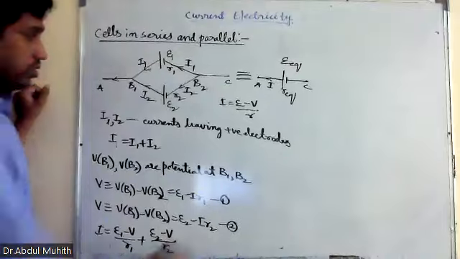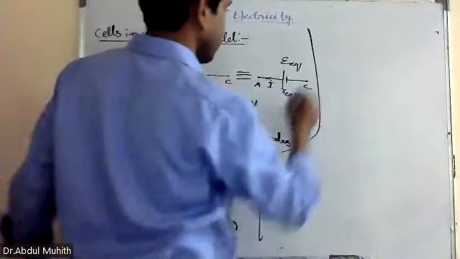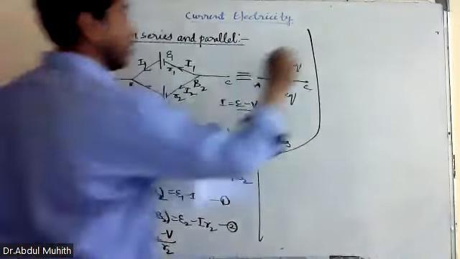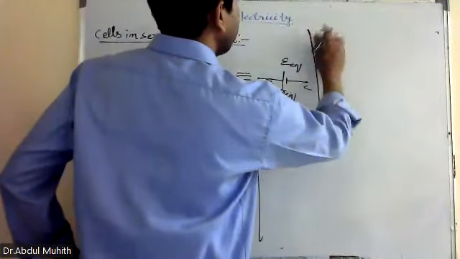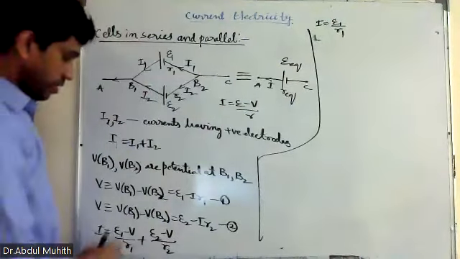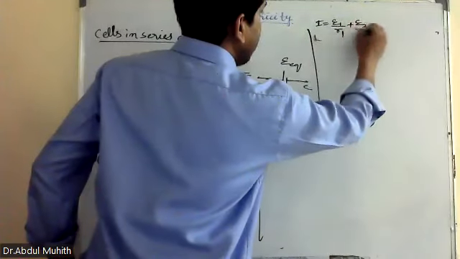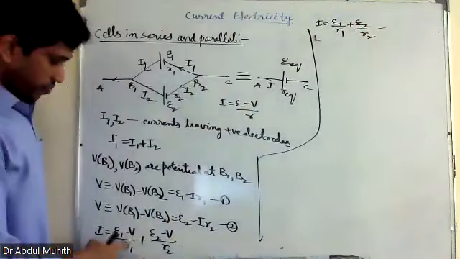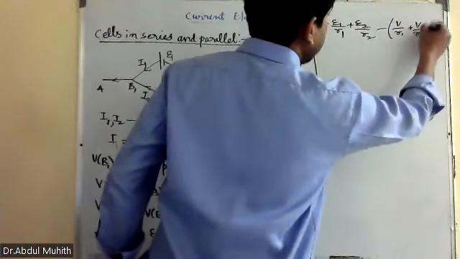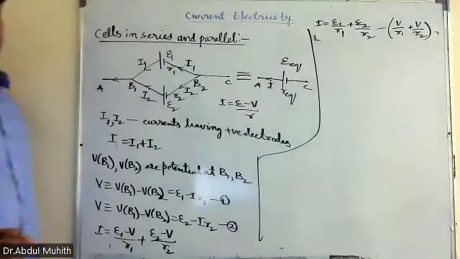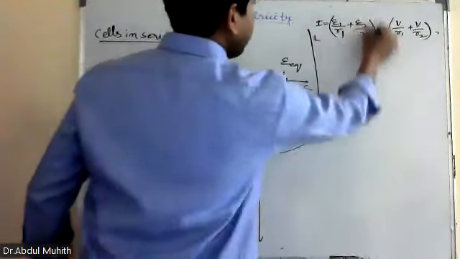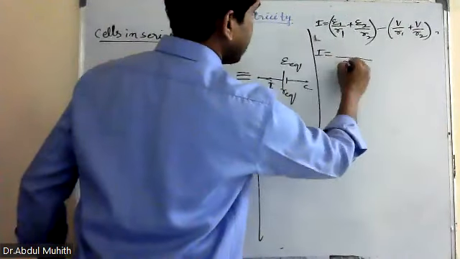Okay, this is equal to what? I is equal to E1 by R1 plus E2 by R2 minus V by R1 minus V by R2. Okay, this is the actual current which is moving through both the circuits. Now I will simplify these two. I is equal to what? I will take the LCM as R1 R2.